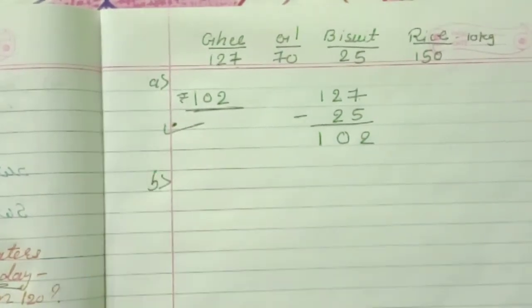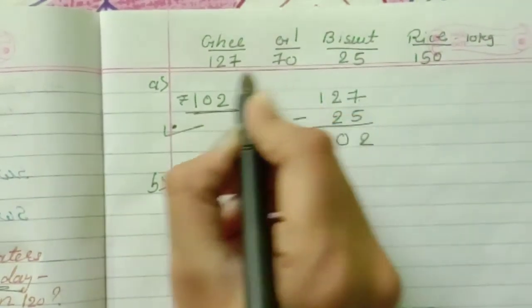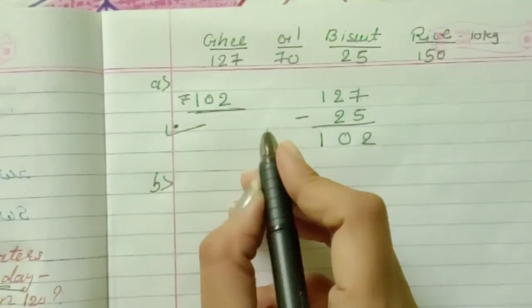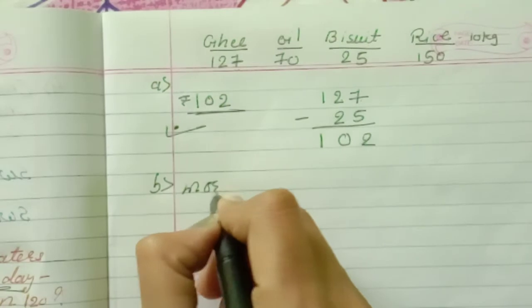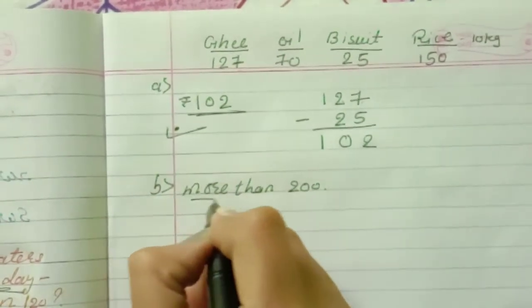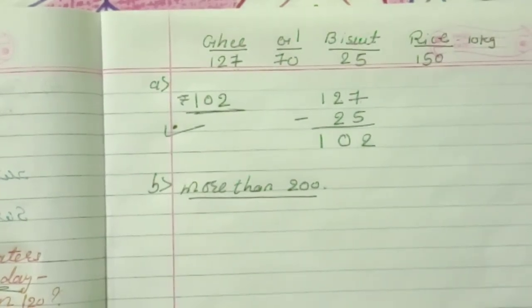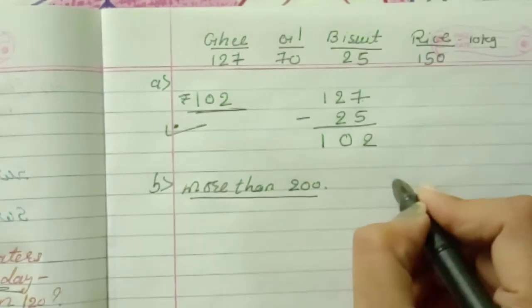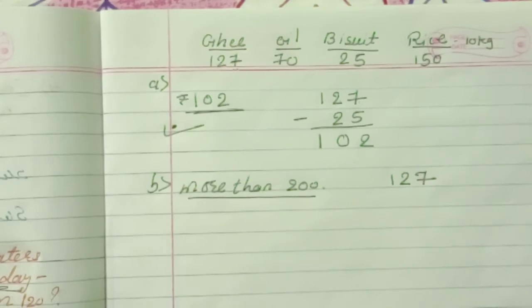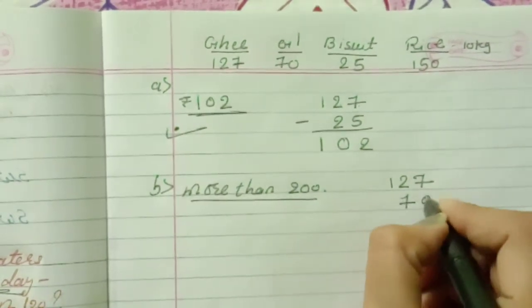In B, what she said: price of oil and ghee, all together, means addition, is more than 200. Sangeeta said that the price of oil and ghee all together is more than 200 or not. The price of ghee is 127 and the price of oil is 70 rupees.